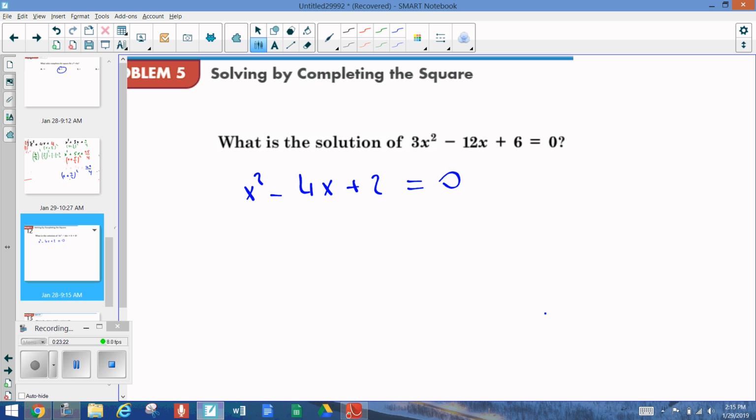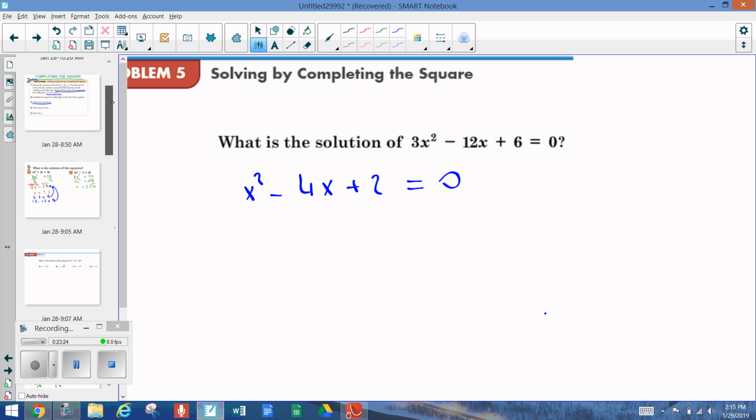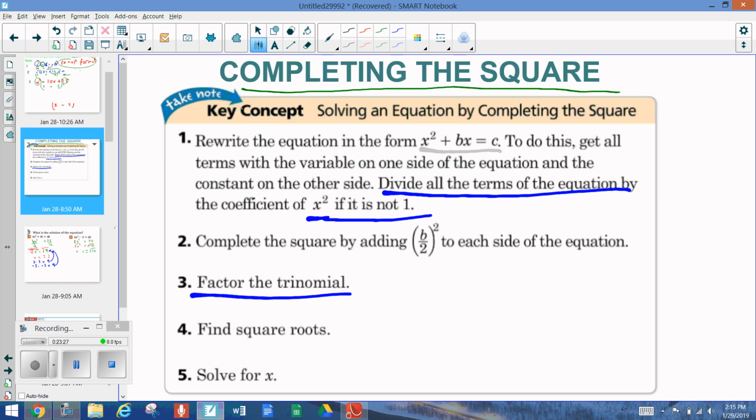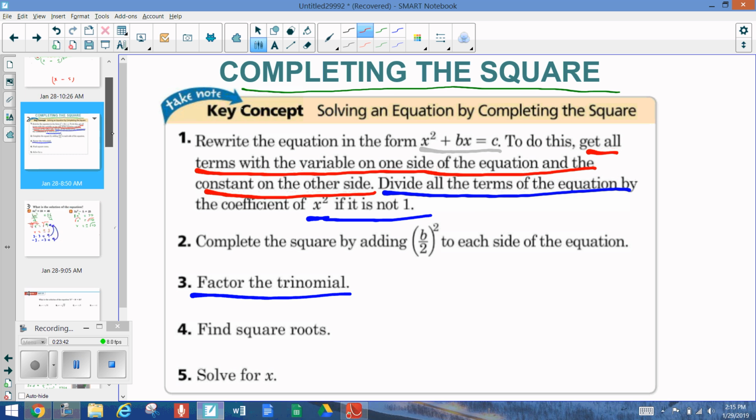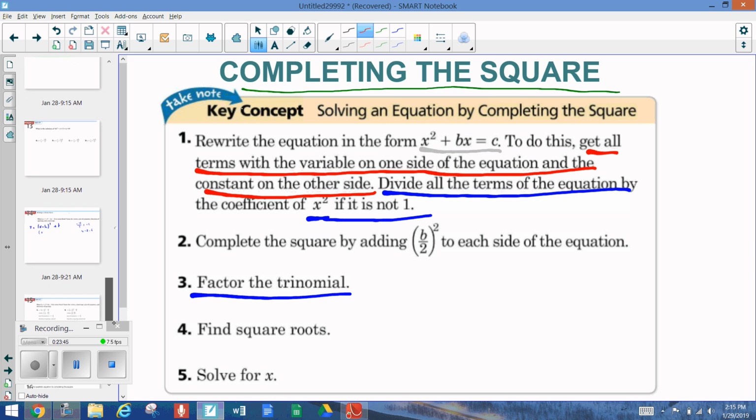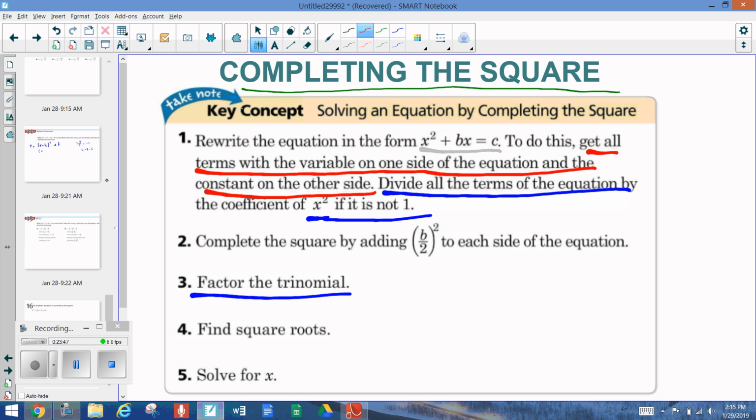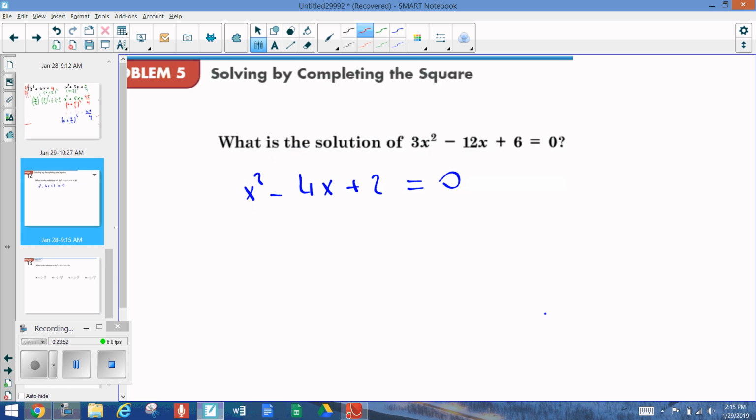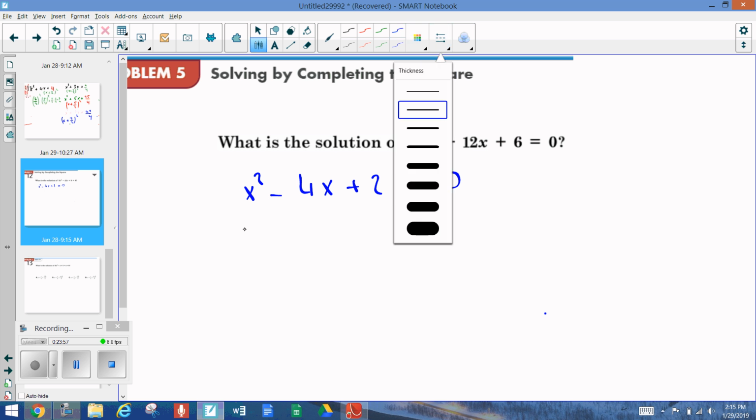Okay, so second step. We just start lesson. It's saying that to do this, get all terms with the variable on one side of the equation and the constant on the other side. Does that make sense? So we're going to collect numbers and variables together. We're going to separate them actually. Okay, which ones are numbers? Which ones are variables?